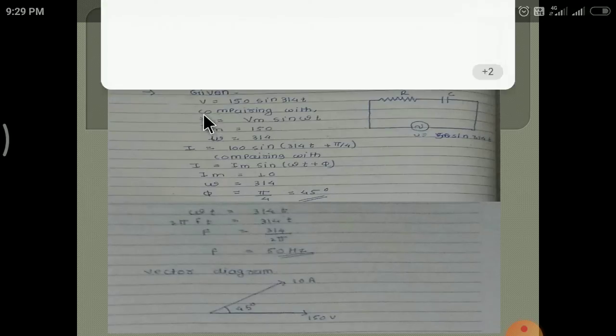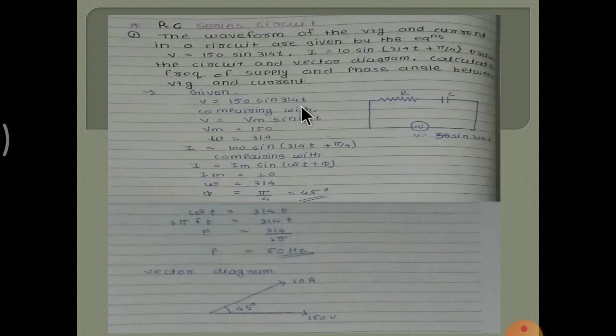Given data is the equation of voltage and current. V is equal to 150 sin 314 t. This equation is compared with V equal to Vm sin omega t. This is the circuit of the RC series circuit, and this is the supply voltage V. Comparing, Vm is 150, and omega is 314. The value of Vm is 150 and the value of omega is 314.